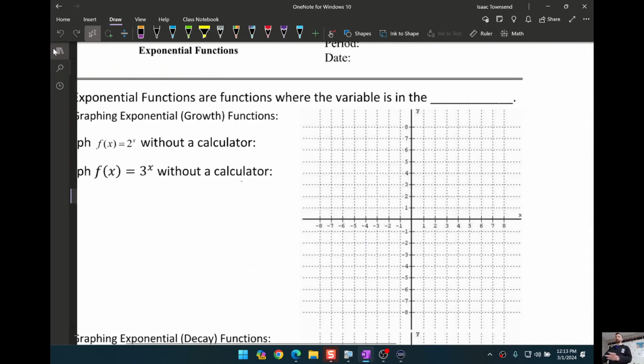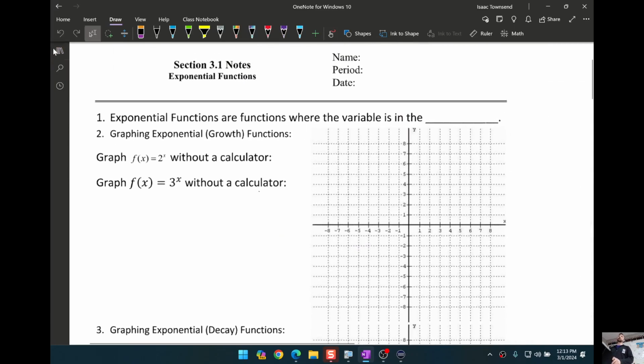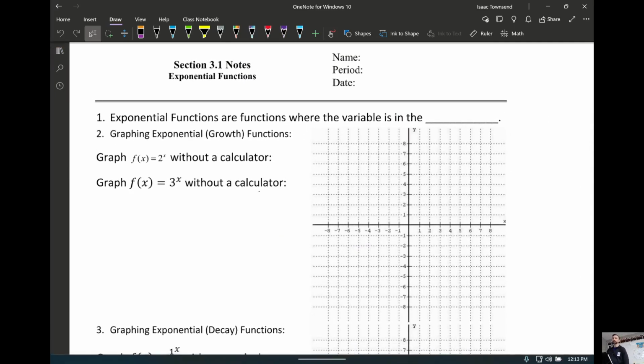Okay, so first off, we need to know what it means to even be an exponential function in the first place. So an exponential function is when you have a variable up in the exponent. So something like 2 to the x or 3 to the x or 1/2 to the x, if the variable's up in the exponent, is considered an exponential function.